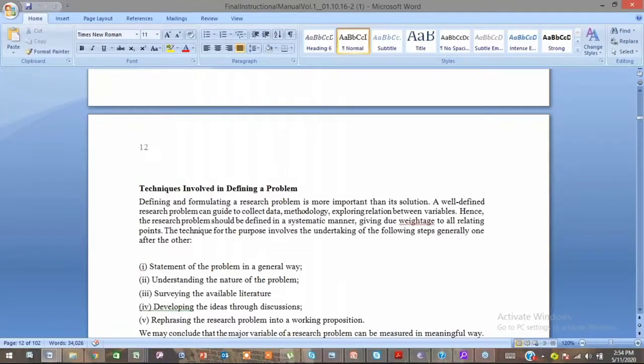So let's look at techniques involved in defining a problem. Defining and formulating a research problem is more important than its solution. A well-defined research problem can guide you to collect data, choose methodology, and explore relations between variables. Hence, the research problem should be defined in a systematic manner, giving due weight to all related topics. The techniques for the purpose involve undertaking the following steps, generally one after the other. Identifying the problem is very important for the solution, because if you do not identify the problem you want to solve, there won't be a solution to it.